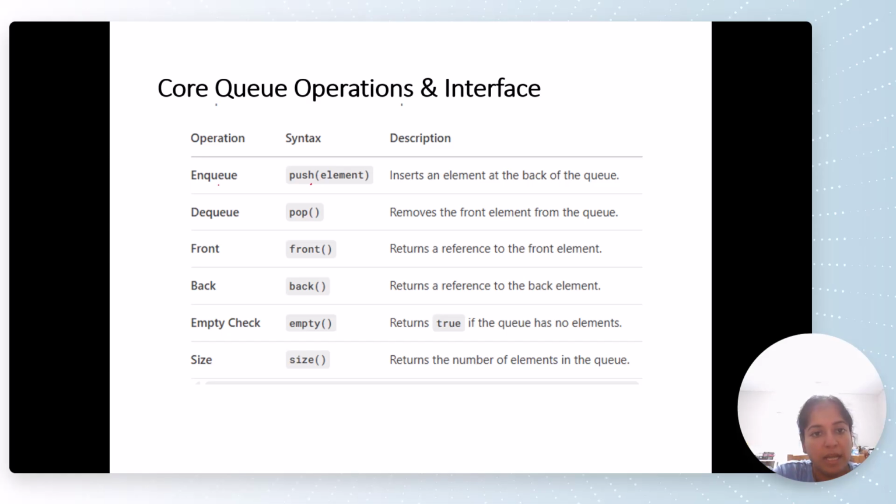NQ, to push the element. DQ, remove the element. Front gives you the reference of the first element. Back gives you the reference of the last element. To check whether the queue is empty or not, we use empty. To check how many elements are there, we use size.